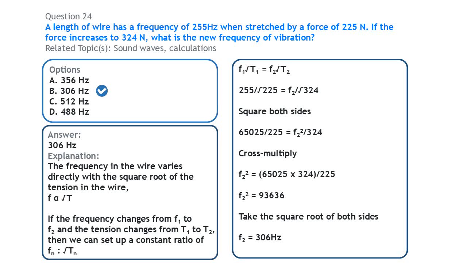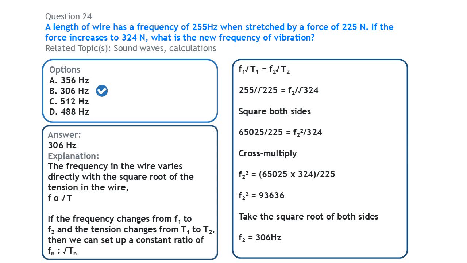If we square both sides of this equation in order to remove the square root, we are going to have 255 squared, divided by root 225 raised to power 2, which is going to give you 225. That square is going to remove the roots here. So you'll be left with 255 squared over 225 equal to frequency squared over, if we square this as well, 324. That square will remove the roots here.